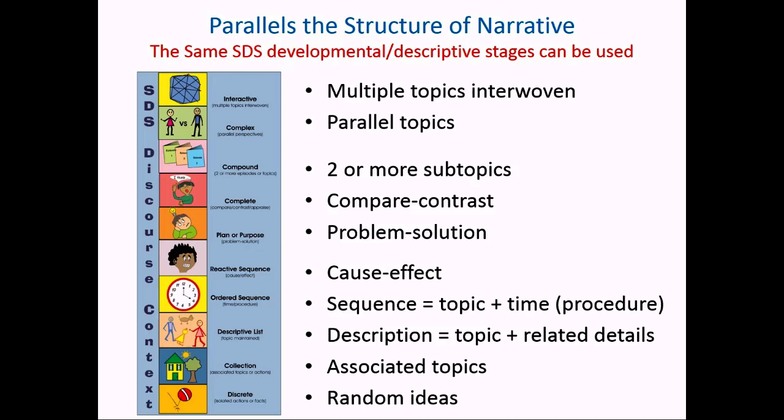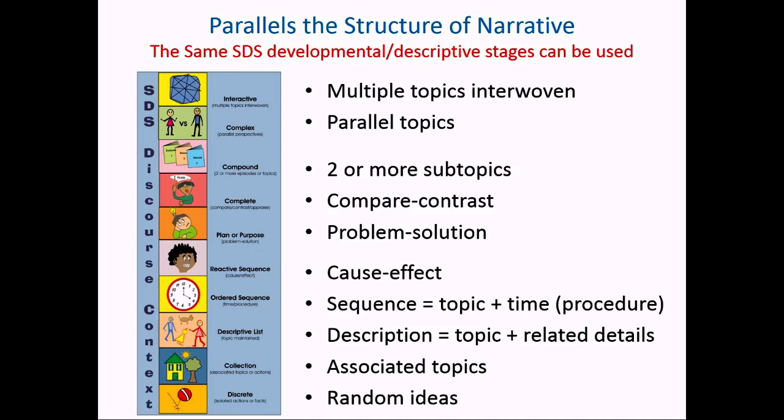So you can say the bears lived in a house in the woods, the house was small, the house was made out of trees, the house was warm and cozy. And that's just describing. We have a lot of expository texts where it's the same thing. Ordered sequence basically means a time element. Reactive sequence is cause-effect. Plan or purpose means you're trying to solve a problem, so you have to form a plan. A complete structure compares and contrasts and appraises.